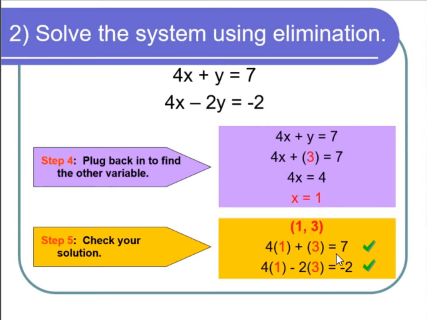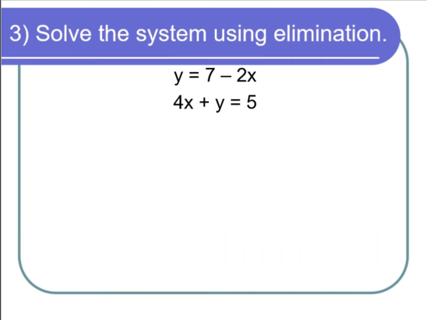So, we have now (1, 3) as a solution to equation 1. It is also a solution to equation 2. Therefore, we can conclude that (1, 3) is a solution to the system of linear equations.